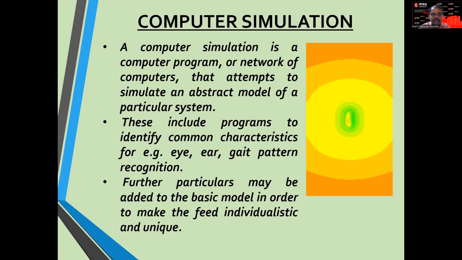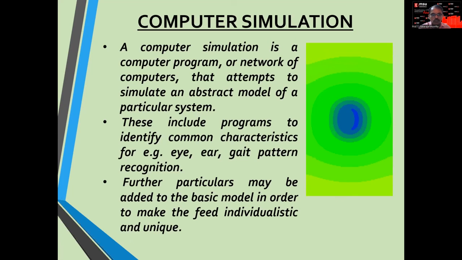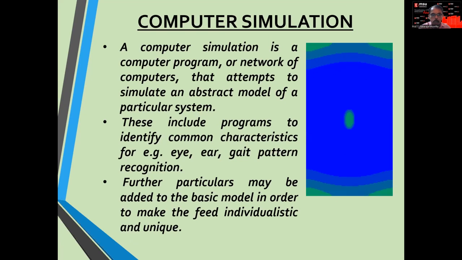Next is computer simulation. A computer simulation is a computer program or network of computers that attempts to simulate an abstract model of a particular system. These include programs to identify common characteristics, for example, eye, ear, gait pattern recognition. Further particulars may be added to this model in order to make the field individualistic and unique.